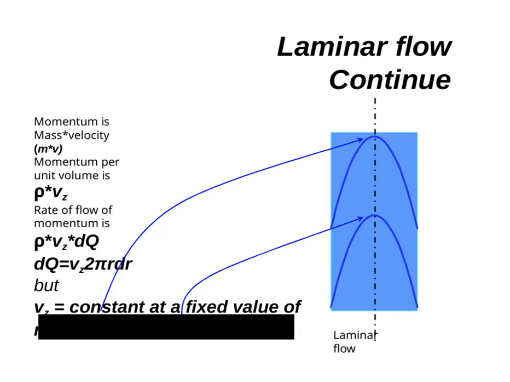Let's talk about laminar flow, a smooth, orderly movement of fluid where layers slide past each other without mixing. Momentum here is mass times velocity. When we look at momentum per unit volume, it's density times velocity. The rate of flow of momentum involves how much momentum passes through a given area over time. In laminar flow, velocity at a fixed radius stays constant, which simplifies the calculations. This sets the stage for understanding how fluids behave in controlled, steady conditions.